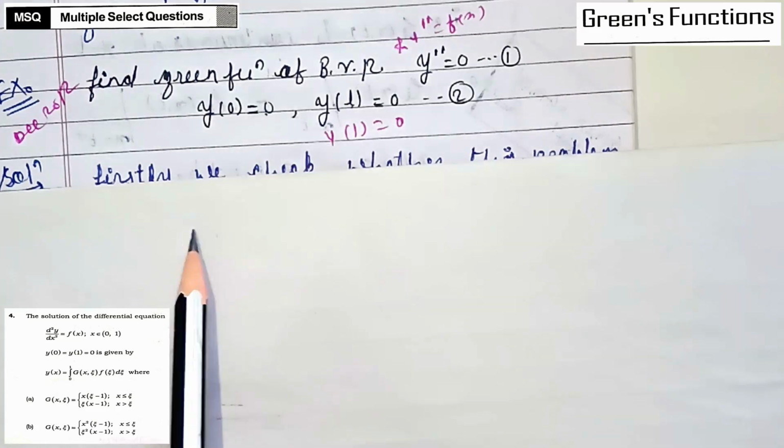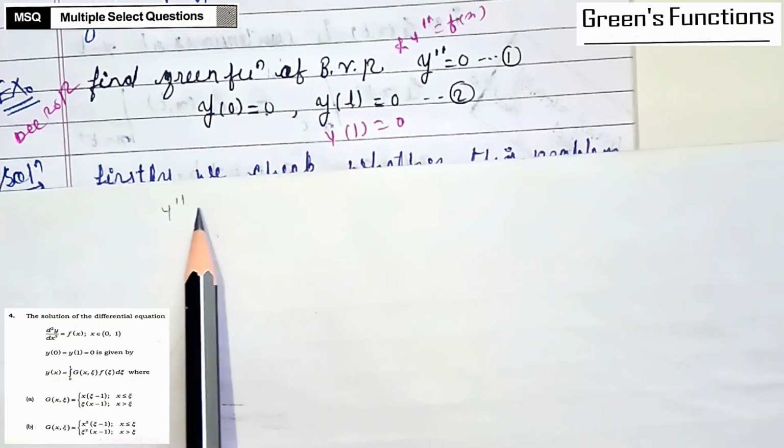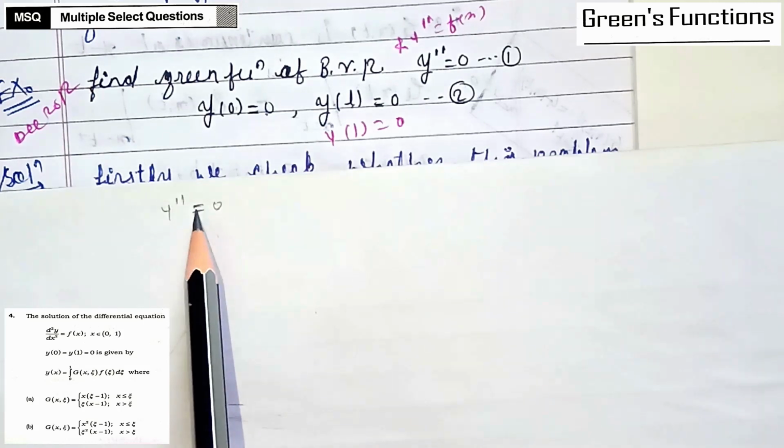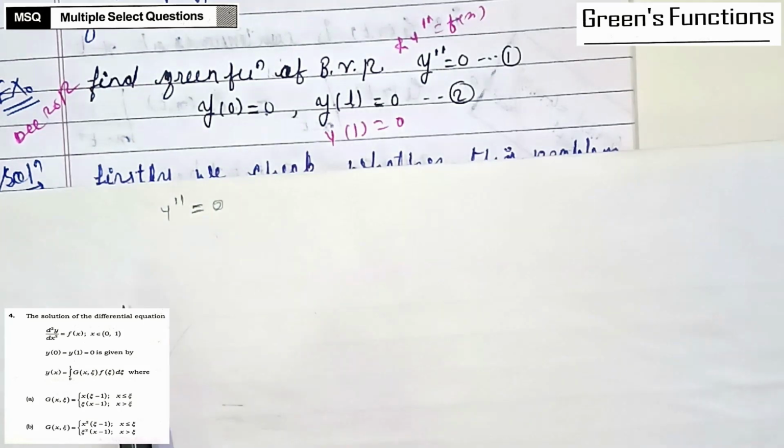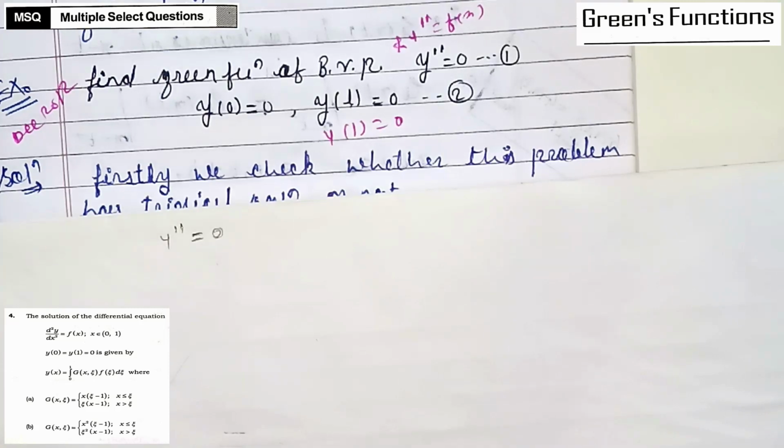Here we have y double dash equal to 0. Try to find the solution for our equation, y double dash equal to 0, the double differentiation equal to 0. So convert it into the form of a polynomial. We have to check only whether it has a trivial solution or not.